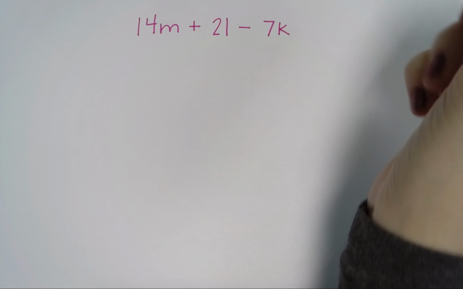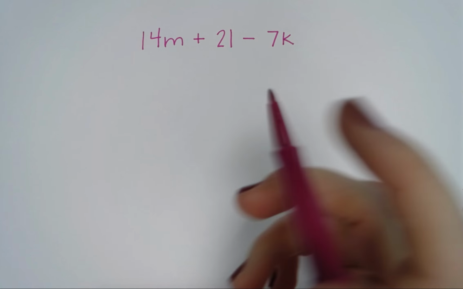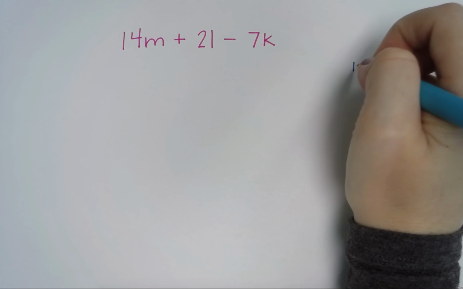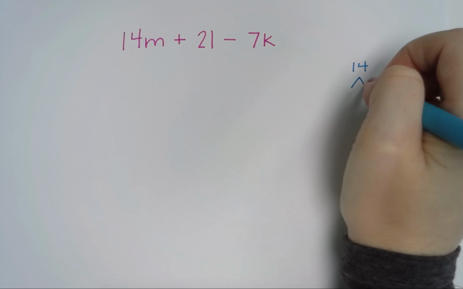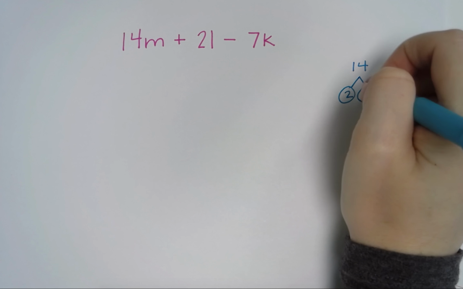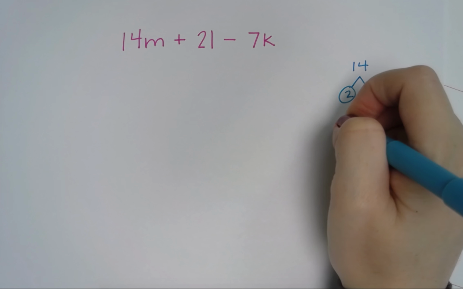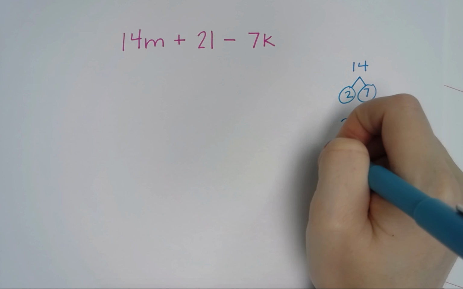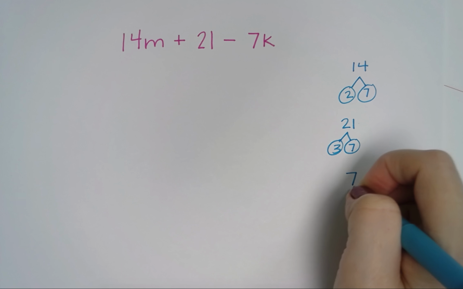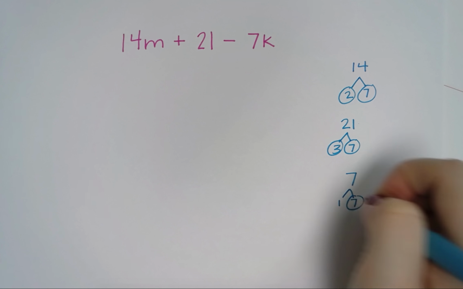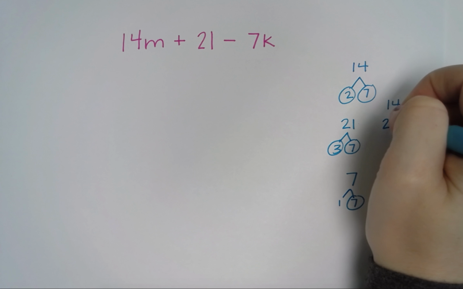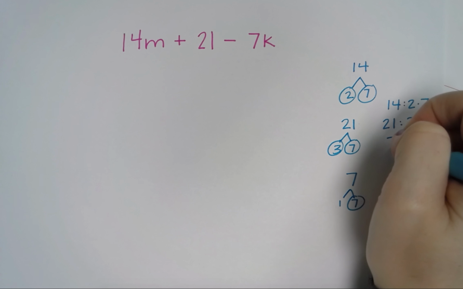We'll do that. So for this one, off to the side, I'm going to write my numbers. So I have 14. I'm going to do my factor tree. 2 times 7. They're both prime, so I circle them. 21. 3 times 7. And 7 is just 1 times 7, so I only circle 7. So 14, I have 2 times 7. 21, I have 3 times 7. And 7, I just have 7.